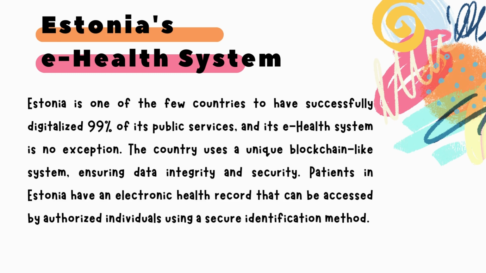For example, picture Estonia's system as a library where every citizen has a book that means their health record. While the information in these books is private, authorized individuals like doctors or nurses can use a special key, a secure ID method, to access them when necessary, ensuring the data's safety and integrity through a secure and transparent system.